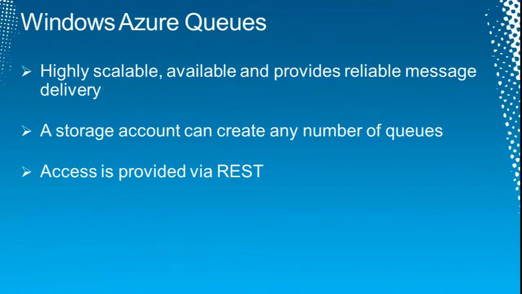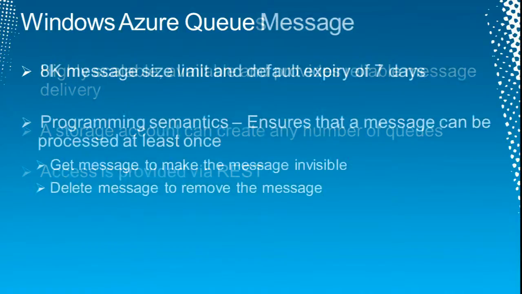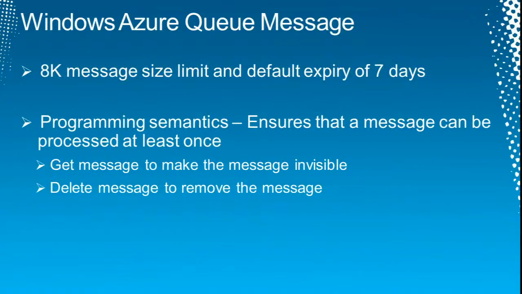So Windows Azure Queues. It's a highly scalable, available message delivery system. A storage account can create as many queues as it wants, and access is provided via REST APIs. When you start storing your messages, a message is 8 kilobytes in size. That's the limitation for a single message. And the default expiry is set to 7 days.